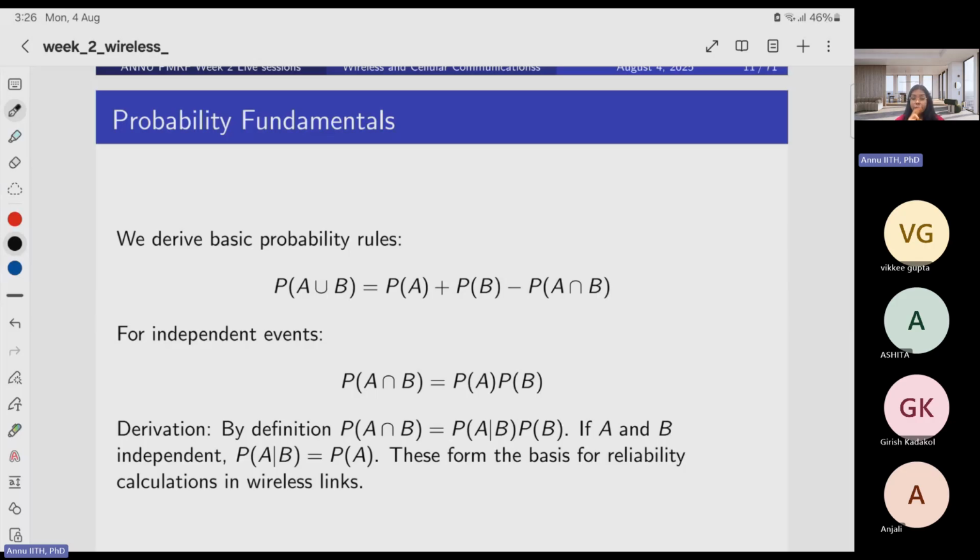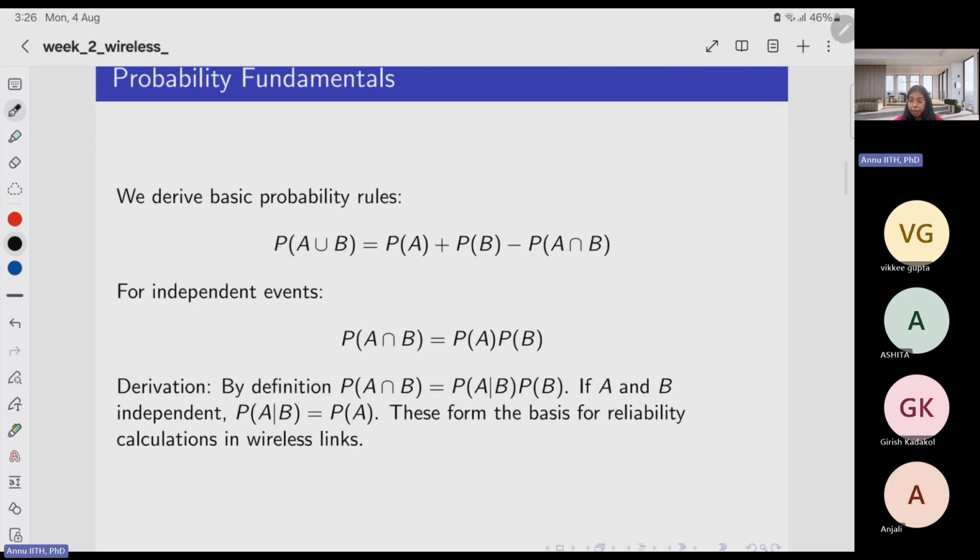If you have two events A and B, the union is P(A) plus P(B) minus P(A intersection B). That is A or B. The intersection is A and B happening at the same time, both happening. Like the probability of getting a head or tail. The probability of getting head and tail at the same time is P of A intersection B.